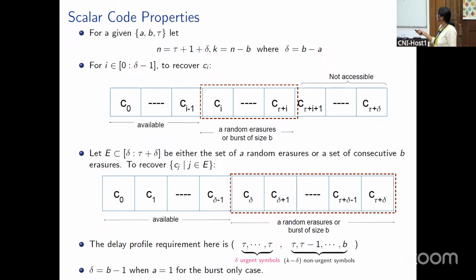So this is the case when the window is not including all the code words that are available, right? Because here there are some of them that are not available. And in the case when i is greater than delta, so this is the case when you are not recovering urgent symbols where the entire code is accessible to you. So particularly the delay profile requirement is tau and so on so forth for the initial delta symbols, whereas for the rest of the k minus delta symbols, these are non-urgent because they can access the entire code word. Particularly when you are only looking at burst erasure correction, delta is b minus a, which is b minus 1 in that case. So you have b minus 1 urgent symbols for the burst only case.